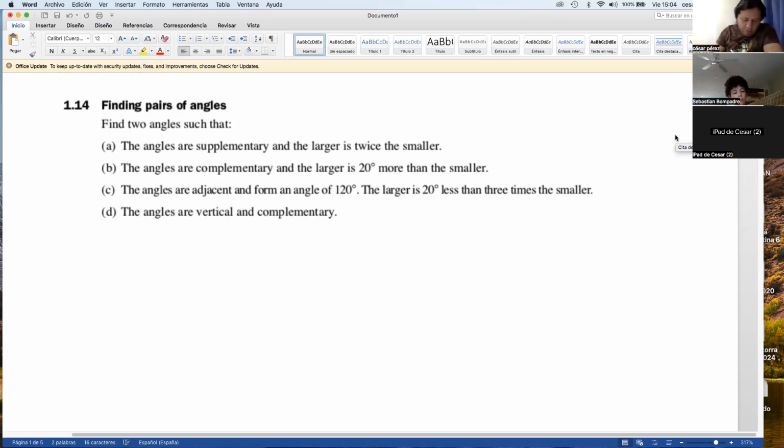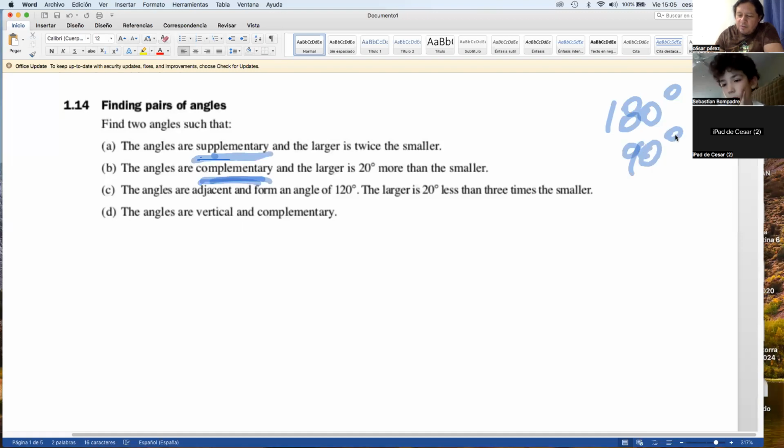Those problems will be good to see vocabulary. Okay, supplementary: angles that add up to 180 degrees. Complementary: the angles add up to 90 degrees. Okay. So here it says that we have two angles that complete 180 degrees, and the larger is twice the smaller. Okay?